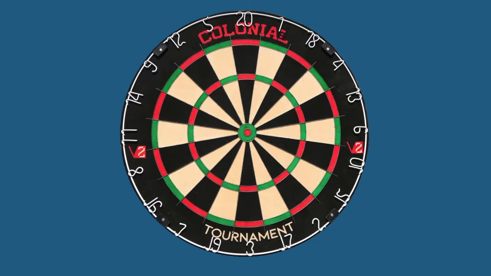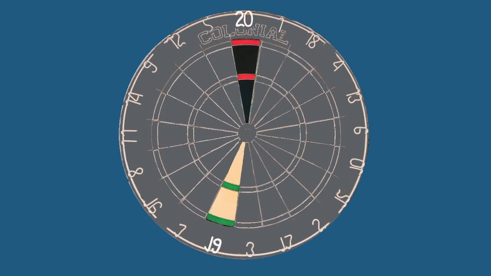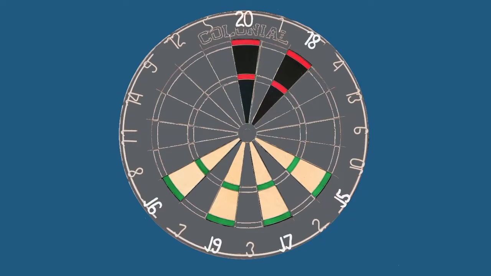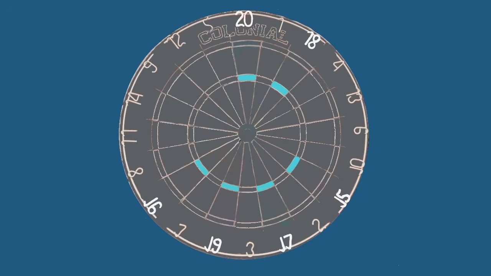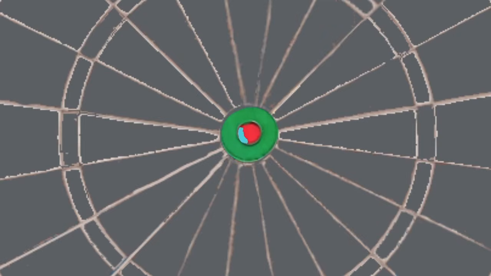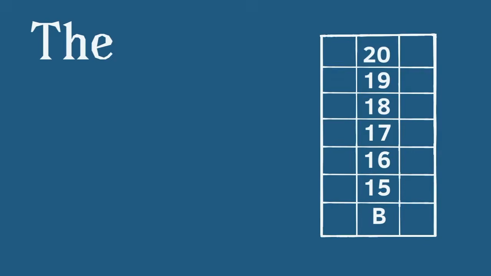In the game of cricket, only 7 segments of the board are used. They are the 20s, 19s, 18s, 17s, 16s, 15s, and bullseye. If your dart hits a number other than these 7 targets, it doesn't count. In each of the numbered segments, your dart counts if it hits a single, a double, or a triple of that number. If it hits the bullseye, the outer bowl counts as 1 mark, the center bowl counts as 2.